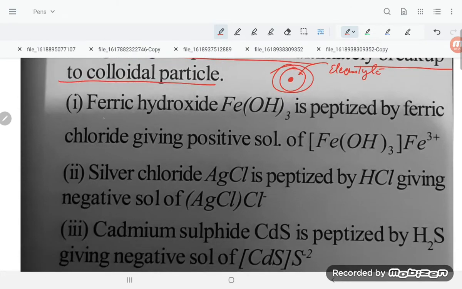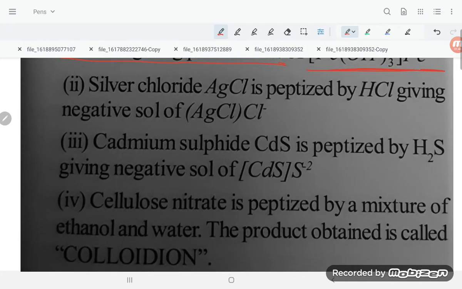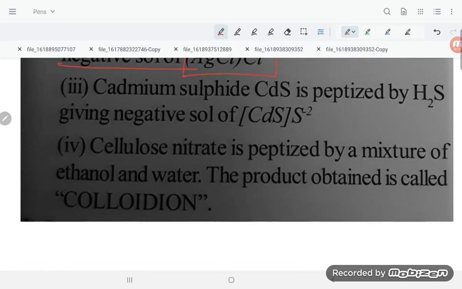Now let us see: ferric hydroxide, Fe(OH)3, is peptized by ferric chloride, giving a positive sol. If you add ferric chloride to ferric hydroxide, the ferric hydroxide will adsorb Fe3+ ions. Next, silver chloride is peptized by HCl, giving a negative sol of AgCl and Cl-.